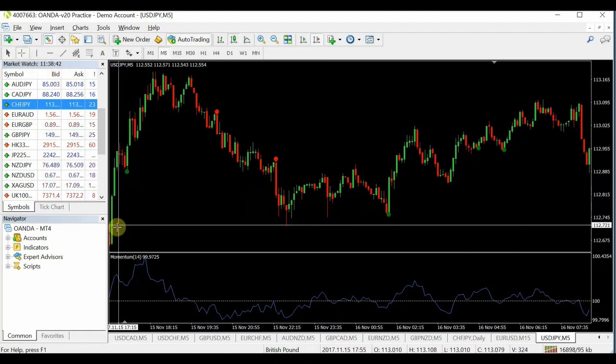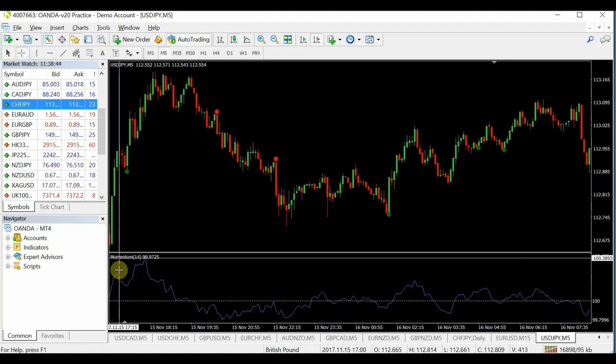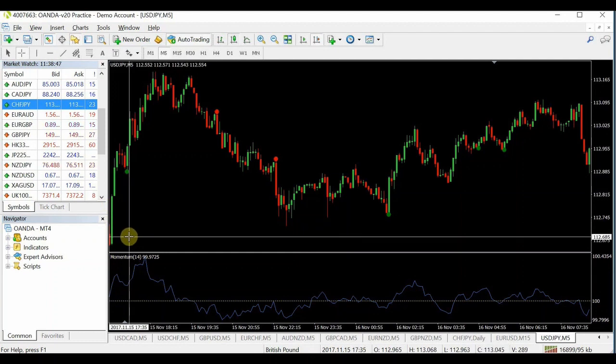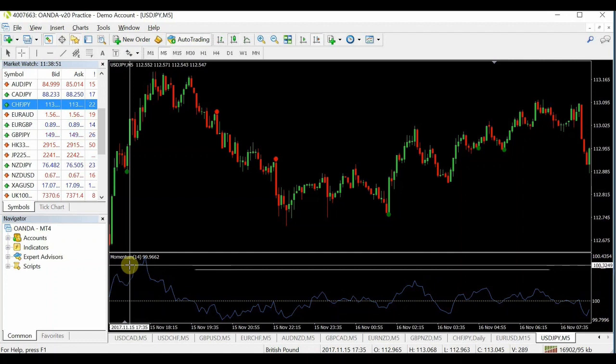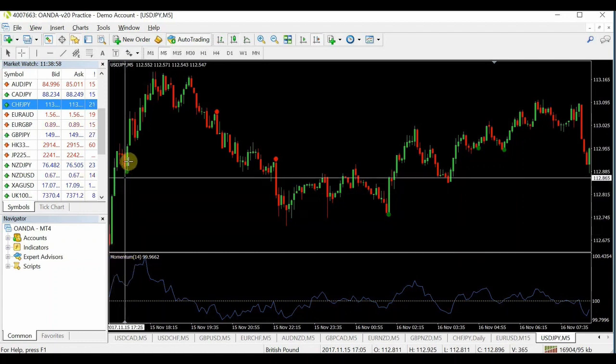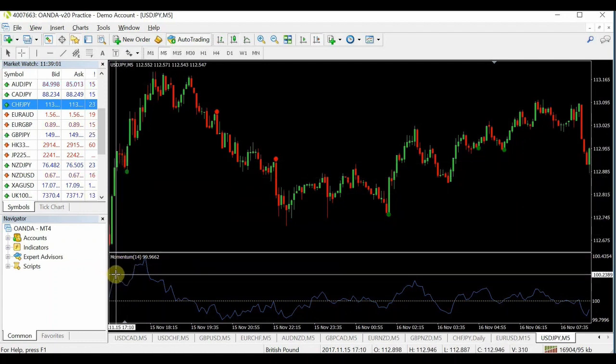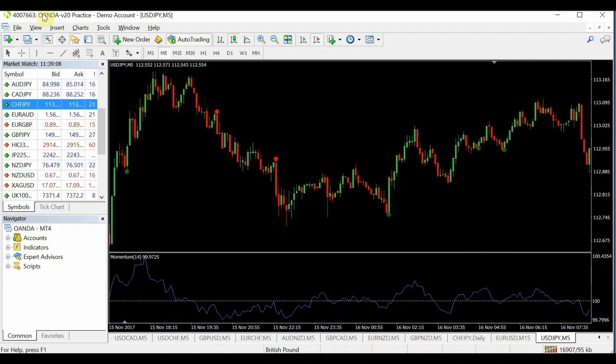So you can see here, if you look at the two peaks, this is the first peak there, and the second peak is about there. So you can actually see that this is diverging the other way. It's making higher highs on price, and it's making lower highs on the indicator. So for me personally, even though this trade does take off, I personally wouldn't trade this pin bar.